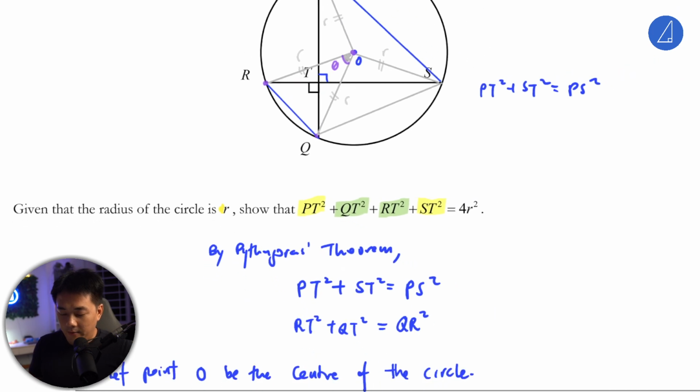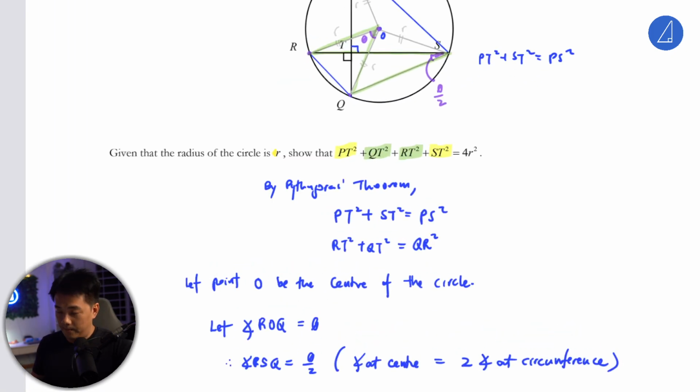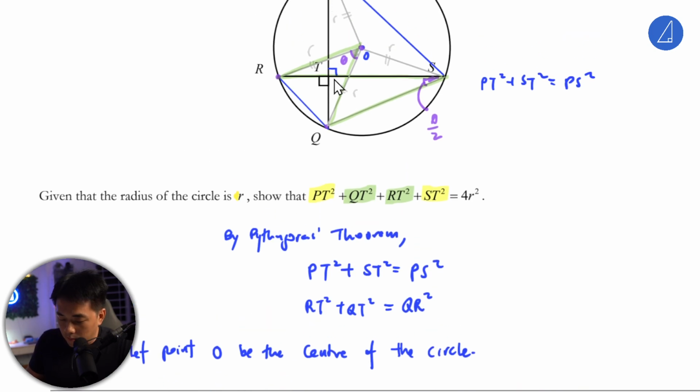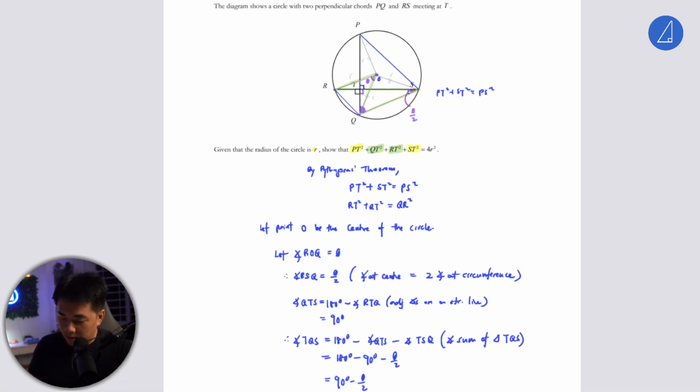Then we know that this angle is theta over 2 by using the angle at the semicircle and angle at the circumference. All right. Then I'm going to put this as 90. Then this angle over here, we can find by the angle sum in this triangle TQS. So we managed to get 90 minus theta over here.